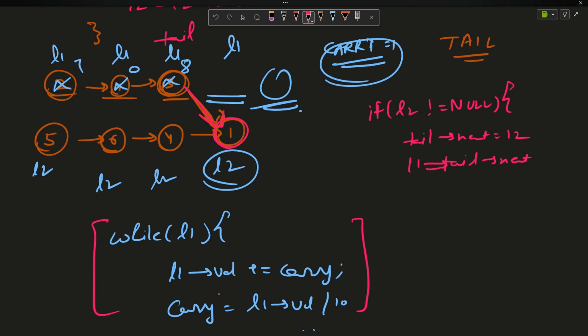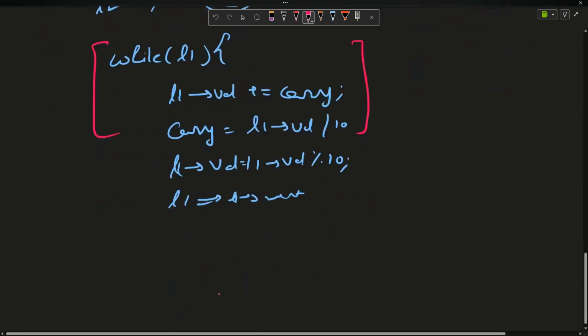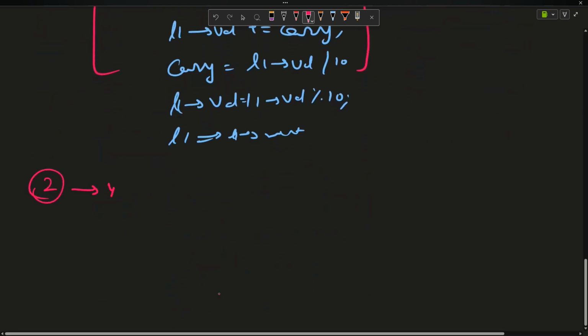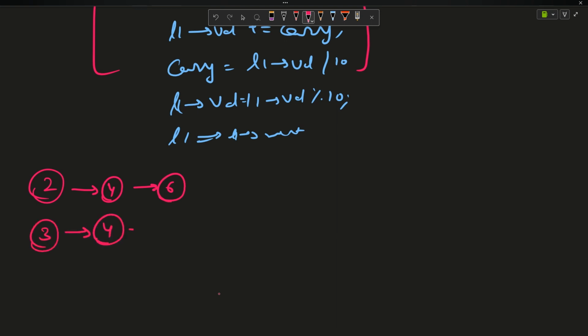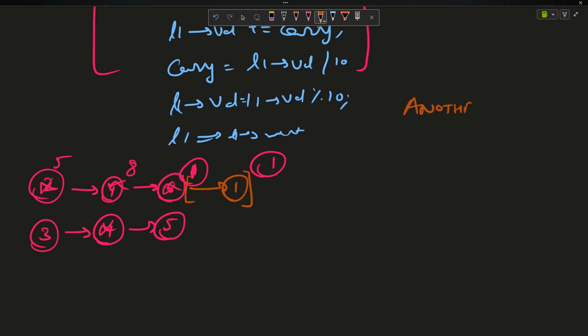Now, what if there is another case, such as 2, 4, 6 and 3, 4, 5? This number will change to 5, this number will change to 8, and this number will change to 11, so my carry will become 1 and this number will remain 1. For the correct answer, I will have to add 1 here. That is, I will have to make another node and assign it the value of carry. In this case, my carry is 1.